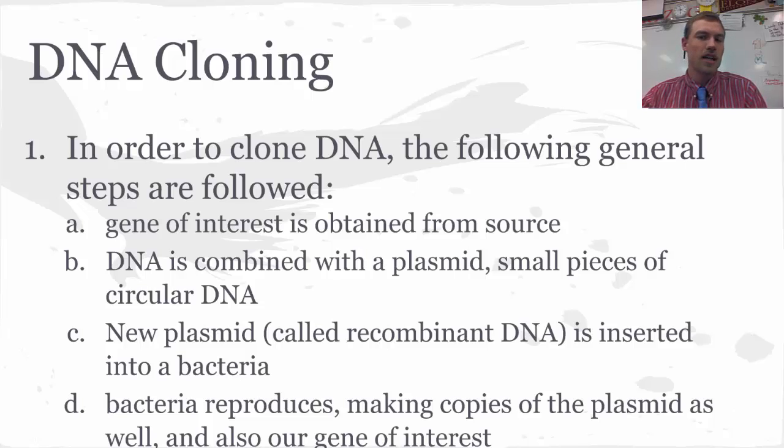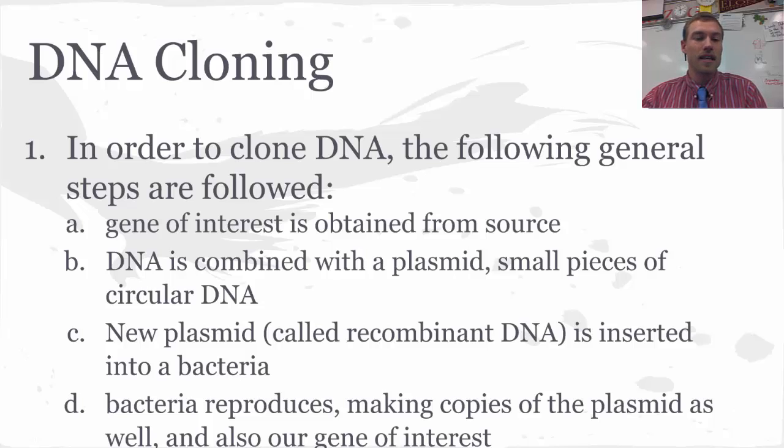Now, there are differences depending on what you want to do, but these are just the general steps. First off, we're going to obtain a gene of interest. So whatever our piece of DNA is that we want to clone, we need to actually obtain it from our source. Sometimes that needs to be modified. So, for example, if we're going to get a piece of DNA from a human and we want to put it into a bacteria, we're going to need to modify it because we need to get rid of the introns.